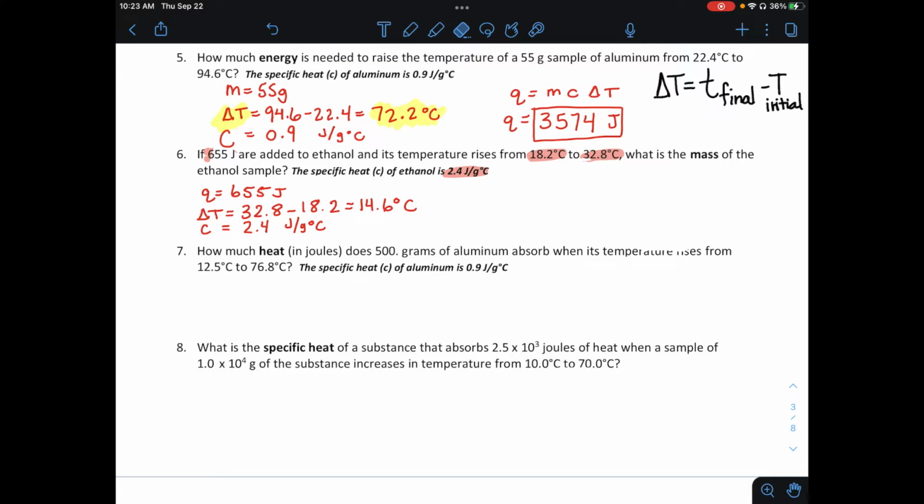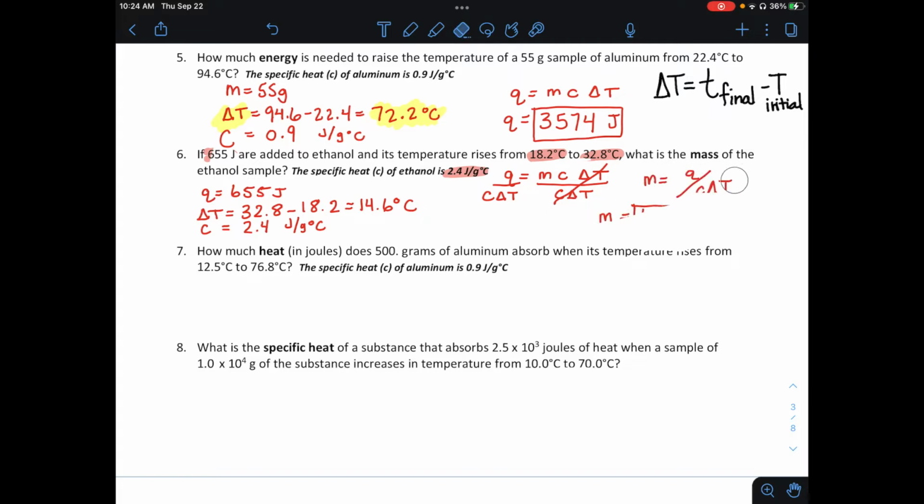From there, I can start rearranging my original problem. So Q equals mc delta T is what I'm given, but I'm going to divide by c delta T on this side, and divide by c delta T on that side. This will make sure that I get m by itself, because m, after all, the mass, is what I'm looking for.